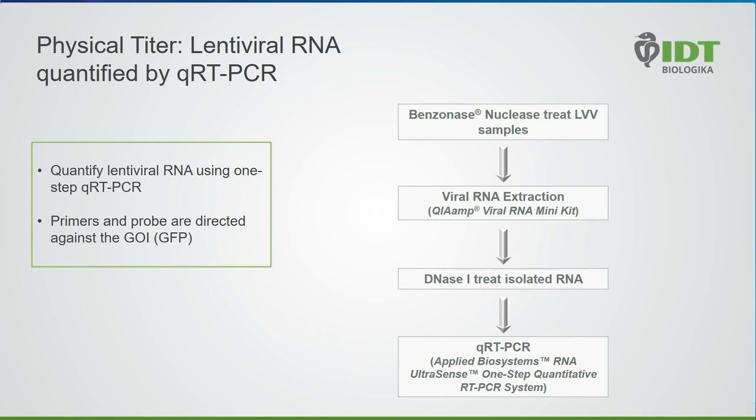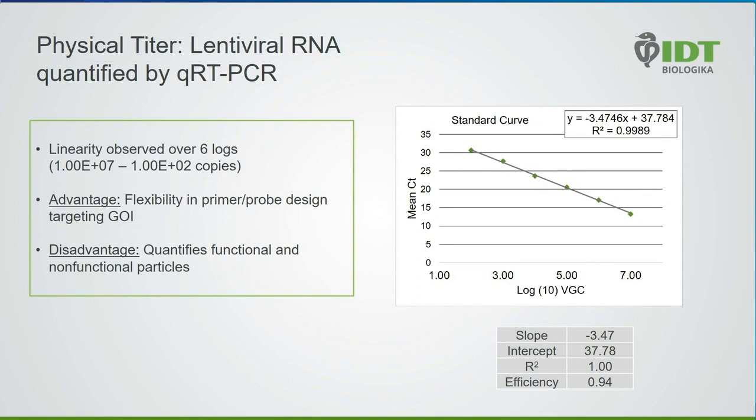This is a very robust assay. The advantage is that it is very fast. The linearity is observed up to 6 logs, from 10 to the power 7 to 10 to the power 2. And the only disadvantage is that, like other physical titers, it quantifies both functional and non-functional particles. At this point, I will hand over the next section to my colleague, who will discuss more about the functional assay using flow cytometry.